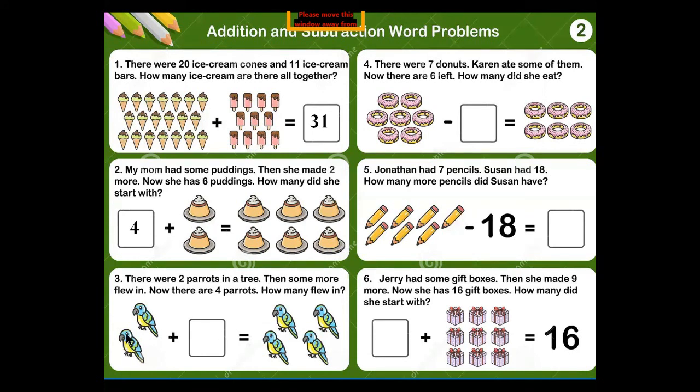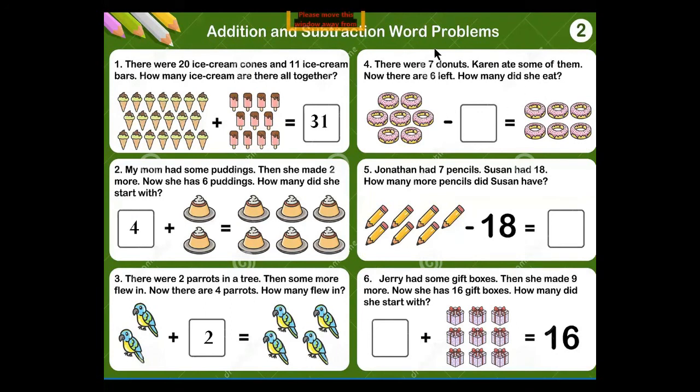Now in the next, there are two parrots in a tree. Then some more flew in. So now there are four parrots. So how many will we add to 2? We will get the answer 4. We will add 2. 2 plus 2 equal to 4. These were the additions. Now go to the subtraction ones.